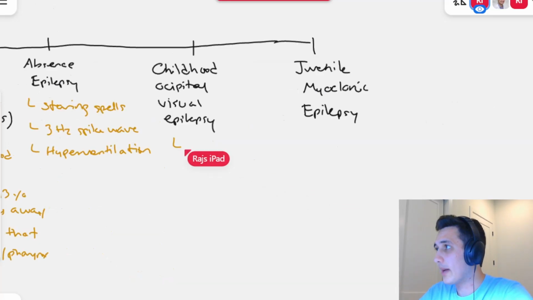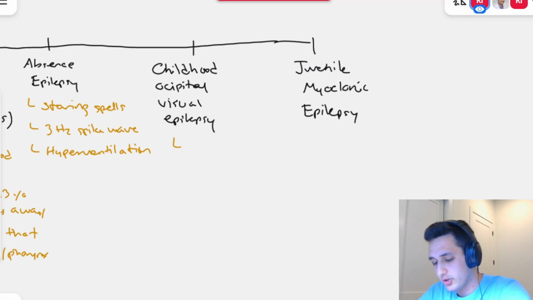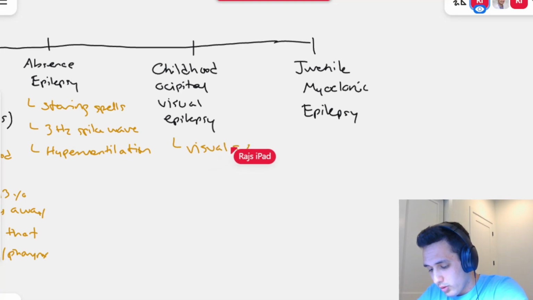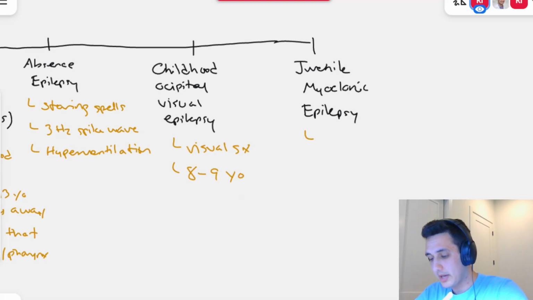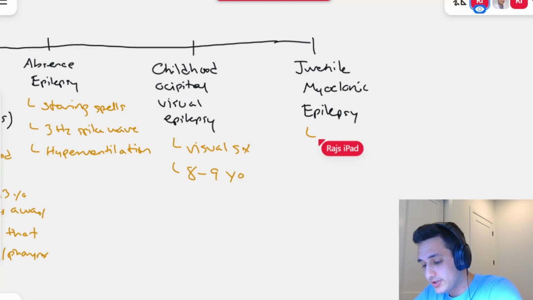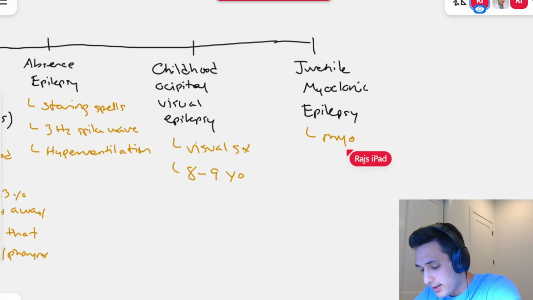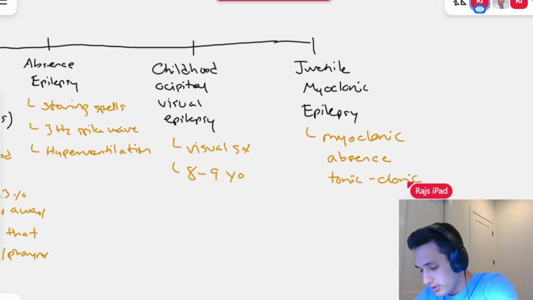In childhood occipital visual epilepsy, we get involvement of the occipital lobe, which is involved with your vision. So we get visual symptoms for these children, and it presents at about 8 to 9 years of age. And then lastly, we have juvenile myoclonic epilepsy, and there are 3 different types of seizures that these kids can present with. It typically presents in juveniles, so teens, 12, 13, 14 years old. The seizures are myoclonic, as the name implies, absence, as well as tonic-clonic, so those full body seizures.